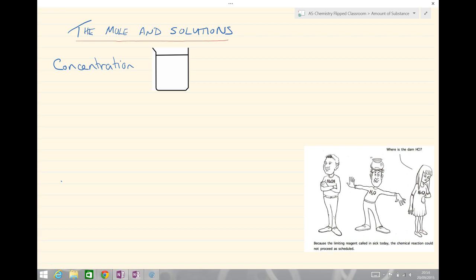So first up, let's look at the mole and solutions and the equations that are associated with it. Here we go. The first thing is concentration. Concentration simply tells us how much stuff is dissolved in a given amount of water. So we might have a substance which is dissolved in the solution, and if we divide the amount by the volume, then we end up with a concentration. In chemistry we normally discuss things as moles, so our concentration here is equal to the number of moles divided by the volume.